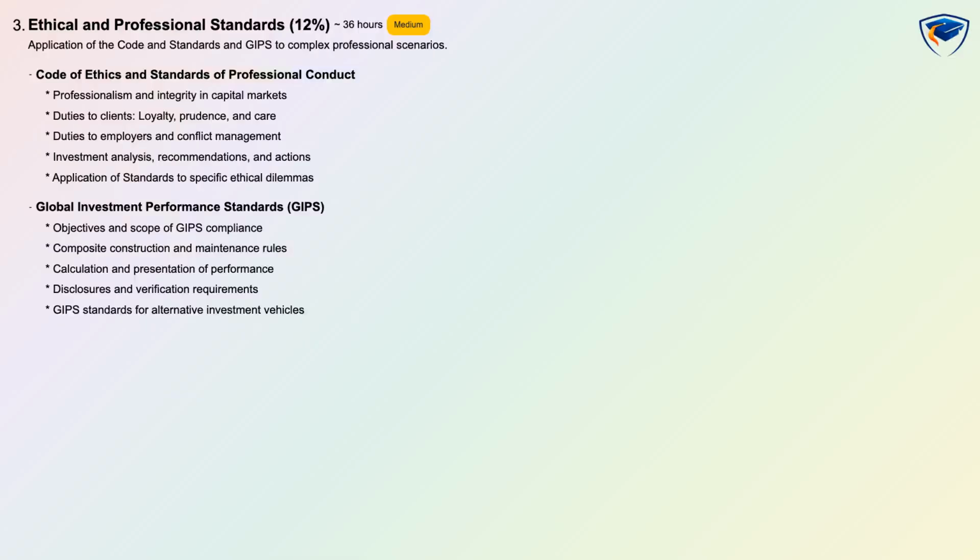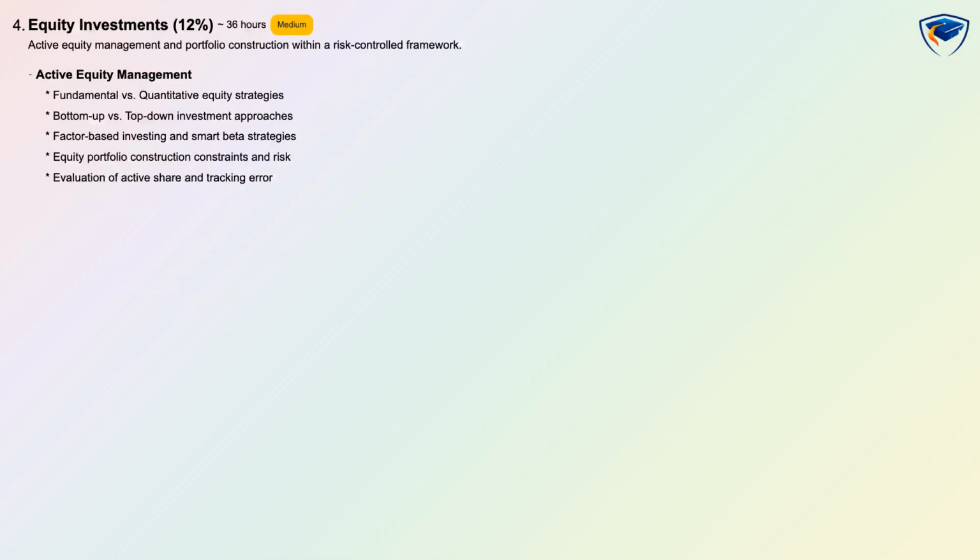for alternative investments. Equity investments is 12%, medium difficulty with 36 hours of study, and uses conceptual and scenario-based assessment. You will learn active equity management techniques, comparing fundamental and quantitative strategies, and balancing bottom-up and top-down approaches within portfolio construction constraints. The syllabus highlights factor-based investing and smart beta, practical issues in risk and constraint management, and tools for evaluating active share and tracking error.